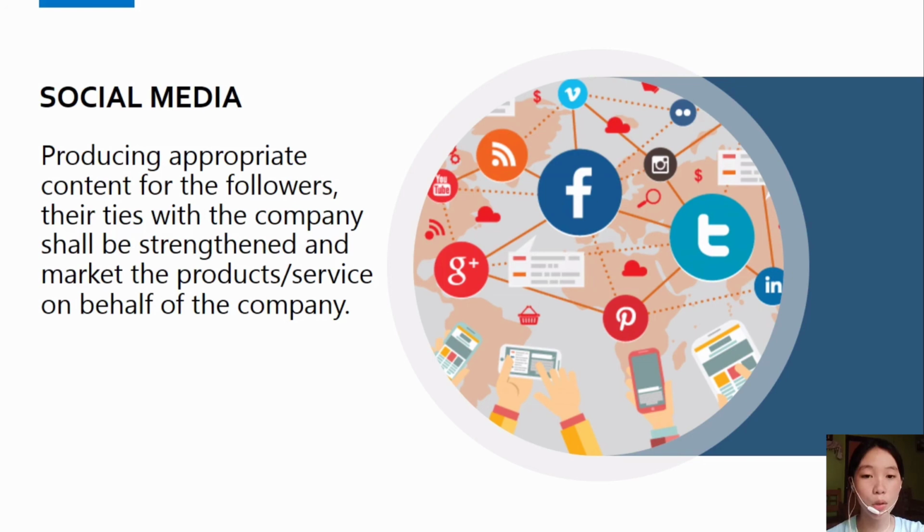It is easy to get social media wrong based on several examples in the news when companies have committed mistakes. However, if the company has established guidelines for posting and replies, the benefits will be numerous. By producing appropriate content for the followers, their ties with the company shall be strengthened, and they market the products or services on behalf of the company. This is very common for us, especially for us teenagers who always use social media. A great example would be Facebook, where different products are to be seen.